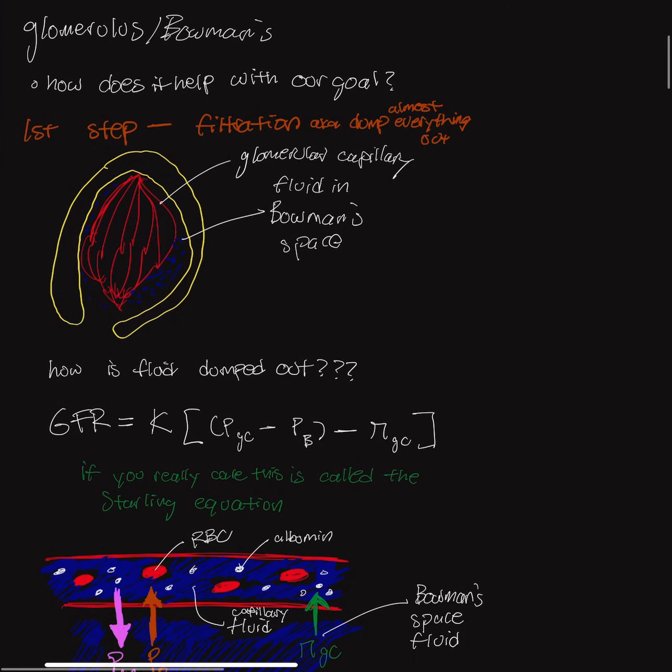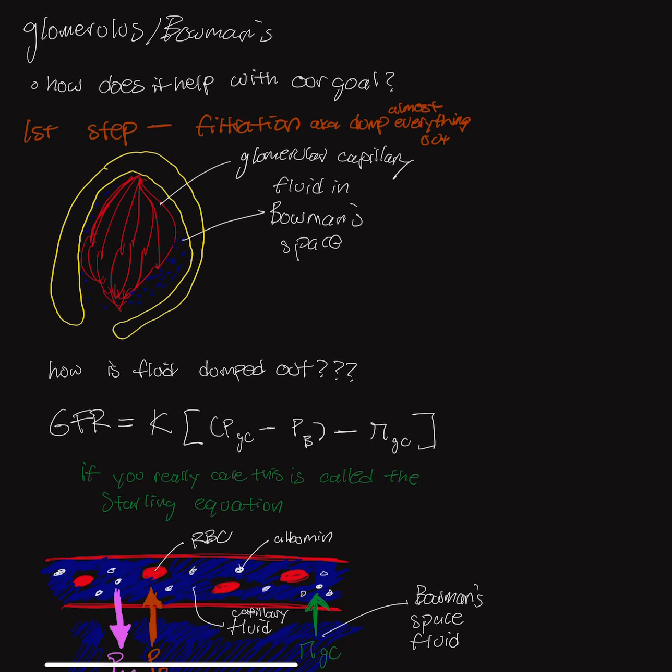So we'll start with the glomerulus and Bowman space. Let's start with the first question: how does it help with the goal? The first goal, to pee out bad stuff and reabsorb good stuff, is to make sure we dump as much as we can out. And that's called filtration. So this is a small image of the glomerular capillary and Bowman space.